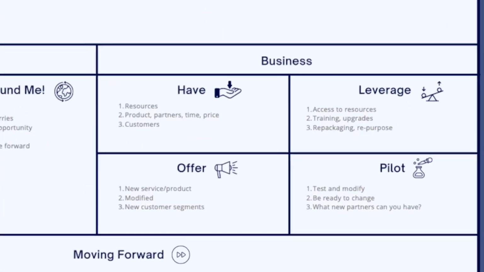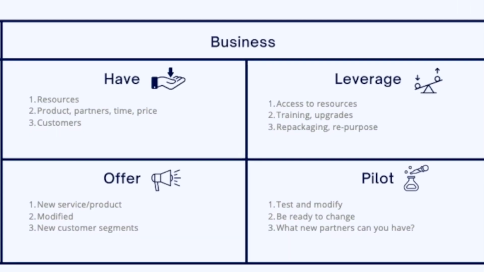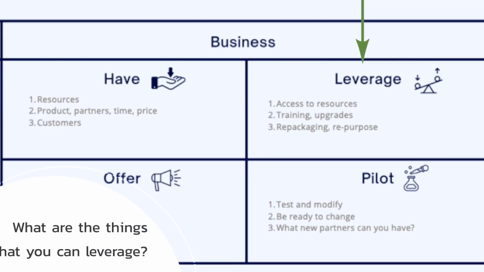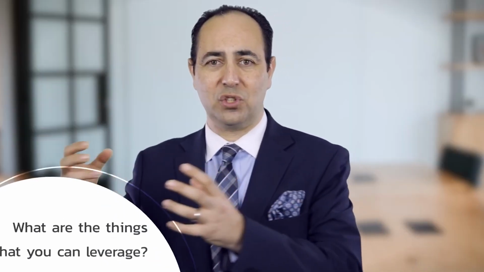Let's talk about it. So first, you will notice that under the business module, or the business block, there are 4 boxes. And what are those boxes? The first one is what you have. So in this section, we're going to talk about what it is that you have today. The next section is what can you leverage. What are the things that could be leveraged with what you have? So what you have and what you could leverage.